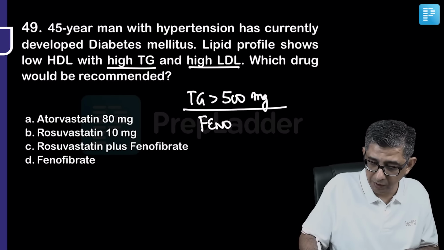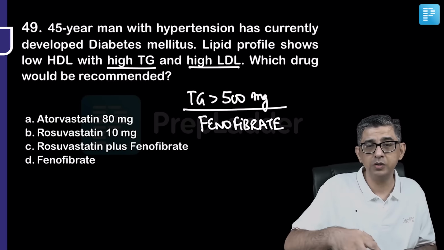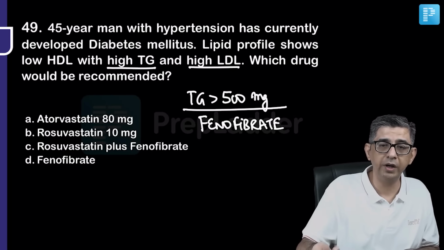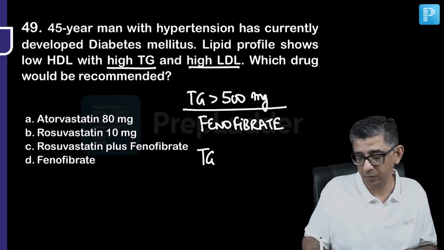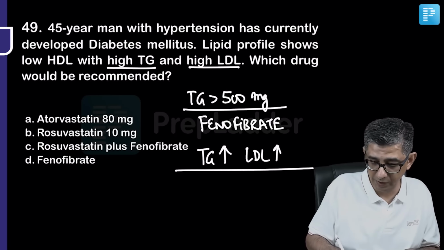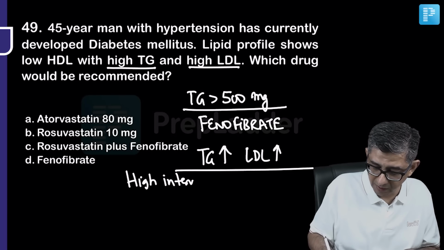fenofibrate. But in this question, it is a combination of both the bad cholesterol as well as triglyceride that is elevated. So to put brakes on, I would like to use statins in this particular patient, that is HMG coenzyme A reductase inhibitors. Hypertriglyceridemia and elevation of LDL is the standard feature in diabetes mellitus. These patients should always be put on high intensity statins.